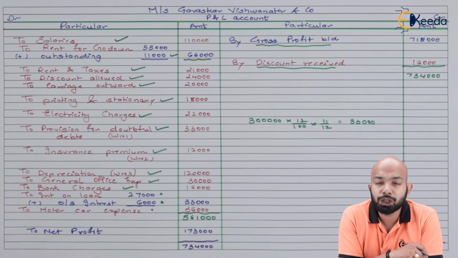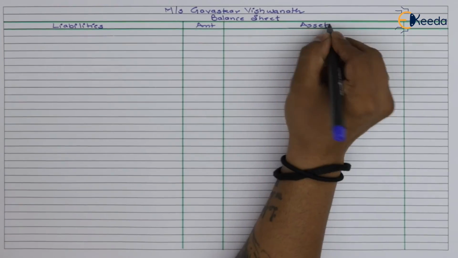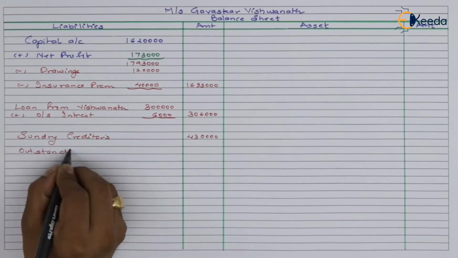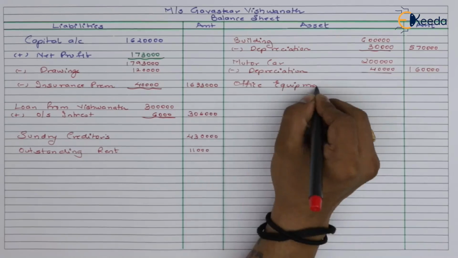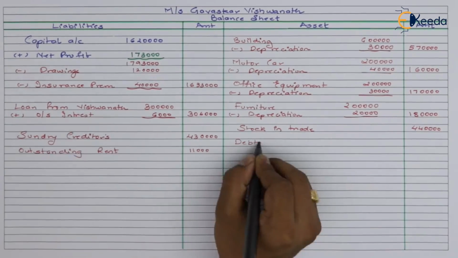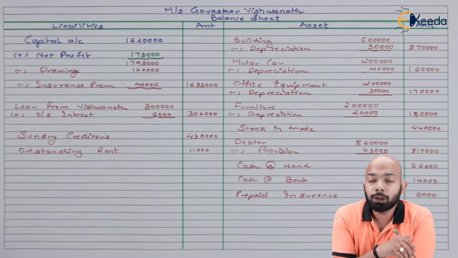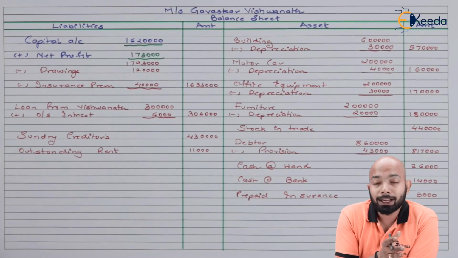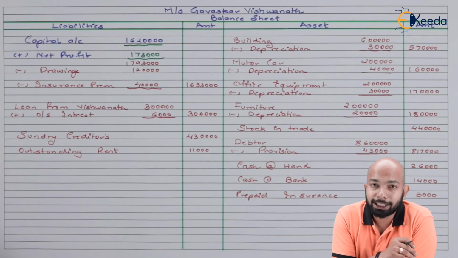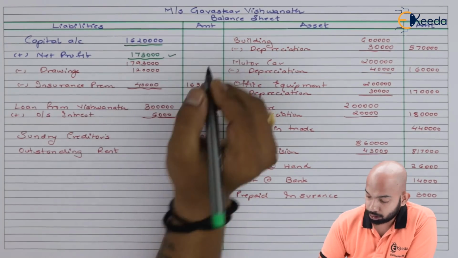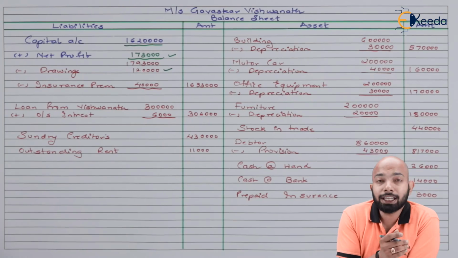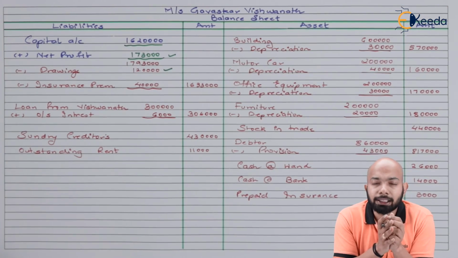Now it's time to prepare the balance sheet, which will be the end of this specific illustration. Let's start with that. So we have prepared the whole balance sheet for your reference. The first thing that we have mentioned here is the capital account. Total balance of capital account is 16,20,000, in which we have added the net profit 1,73,000. After that, we have subtracted the drawings, which is 1,20,000. And after that, the insurance premium, which is for personal use, has been subtracted, 40,000 in total.